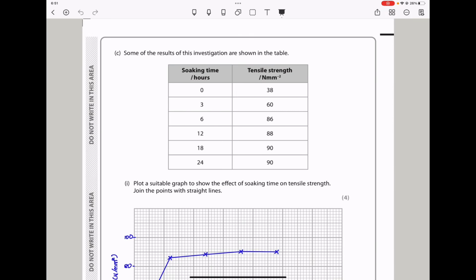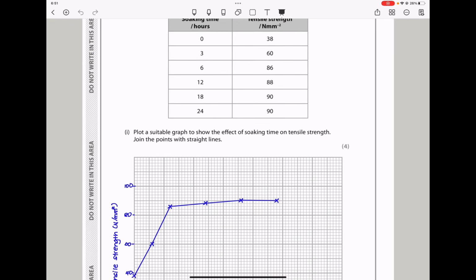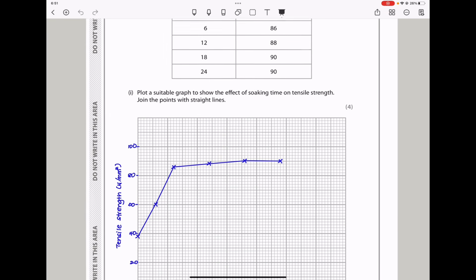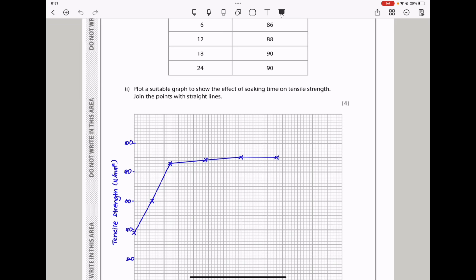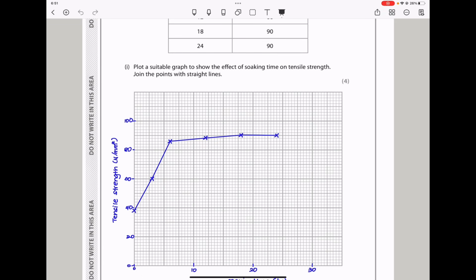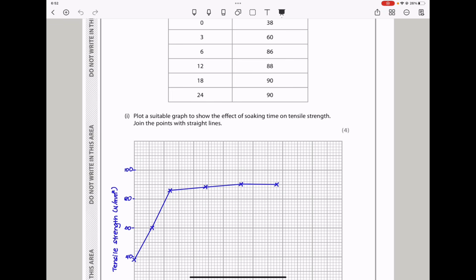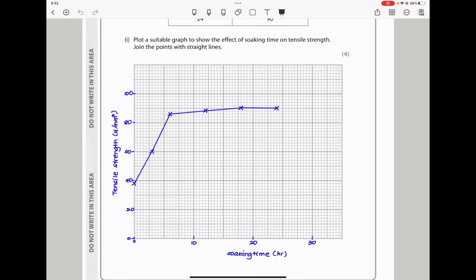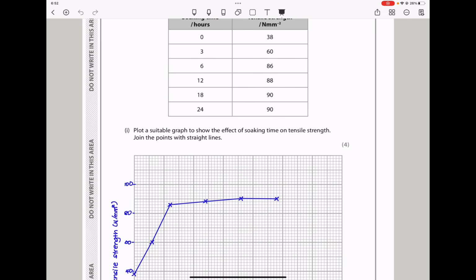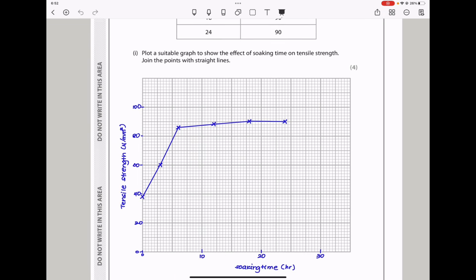Next, they say, some of the results of this investigation are shown in the table. Here we have the soaking time in hours and the tensile strength in newton per millimeter squared. So they say plot a suitable graph to show the effect of soaking time on tensile strength. They want you to join the points with straight lines. Because we're studying the effect of soaking time, this is going to be on the horizontal axis. So we see soaking time versus the tensile strength on the vertical axis. And the scale was quite easy to get. I just plotted the points as you see here. And this was my resulting graph.